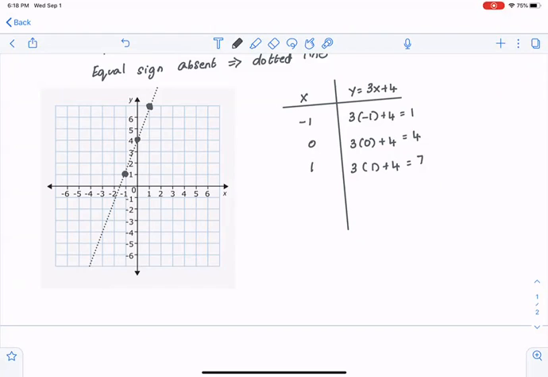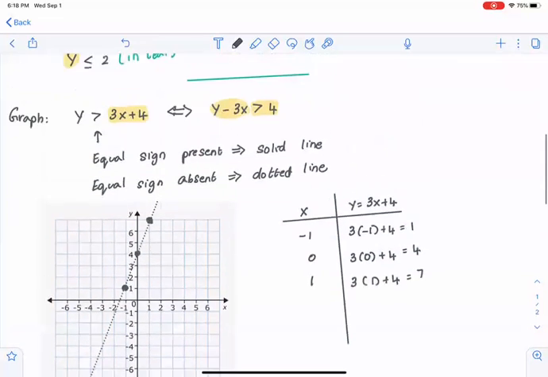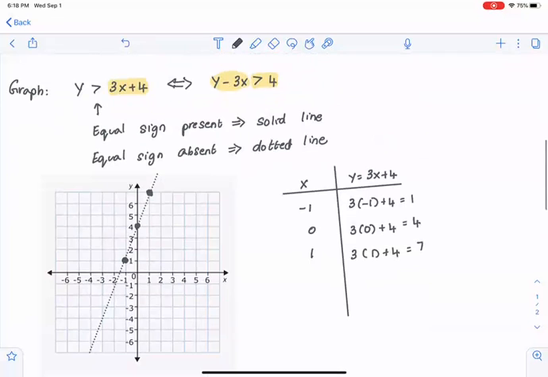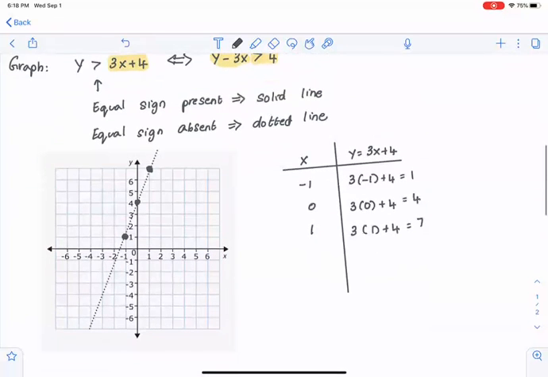Now, even though I put dots there, I put the dots just to indicate that the points lie there, the points that we created. But do keep in mind, since it is greater than, the solution that would satisfy the given inequality will not include those points. So I will just erase, oops.